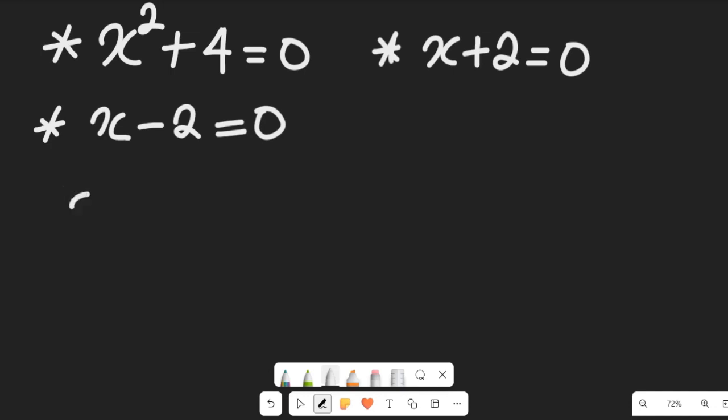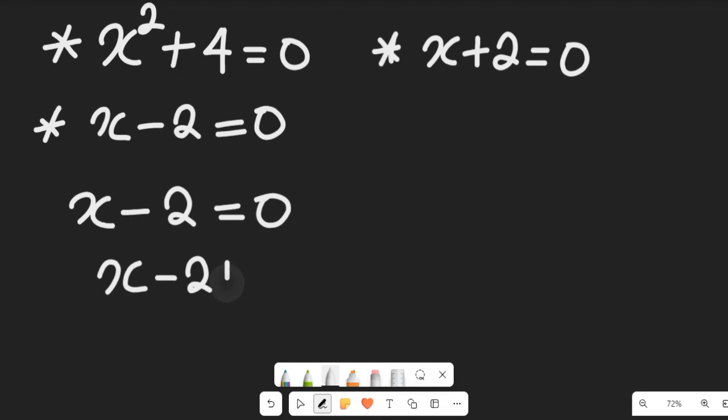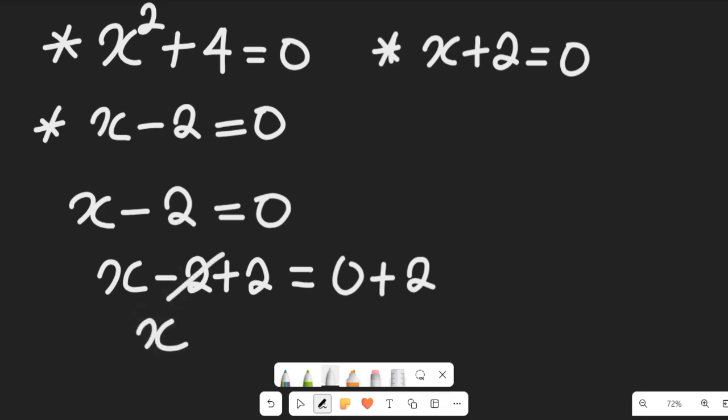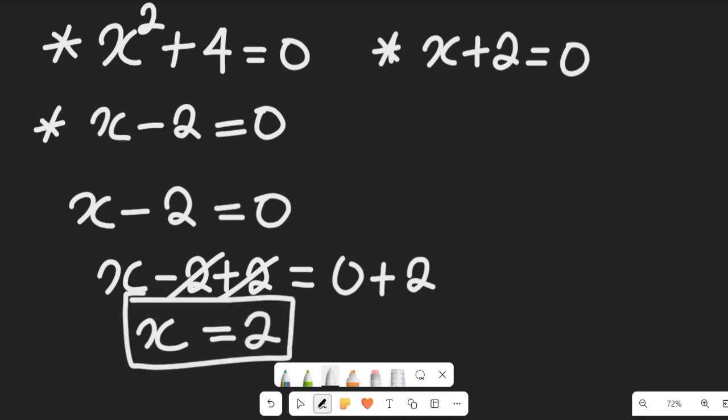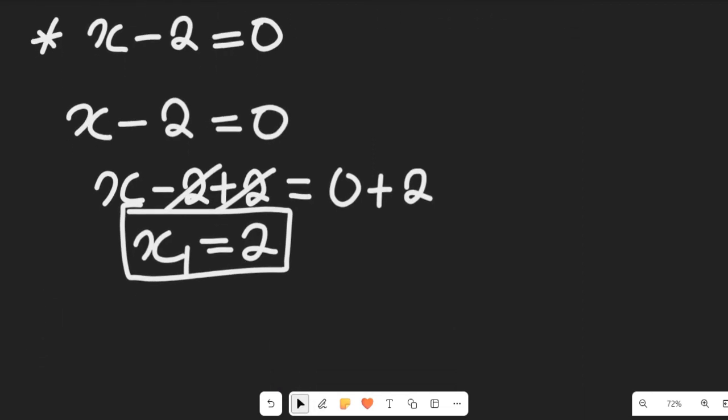From the third case, we'll see that x minus 2 is equal to 0. Now, if we add 2 to both sides, x minus 2 plus 2 will be equal to 0 plus 2. And the value of x, clearing this, will be equal to 2. Great. So we'll take that as x1 equal to 2.